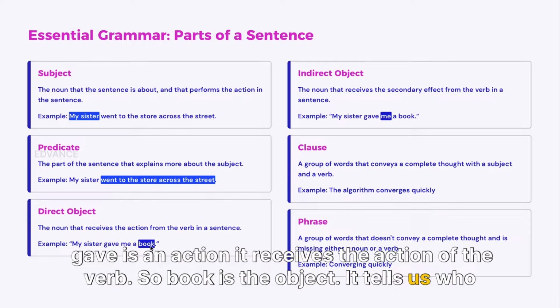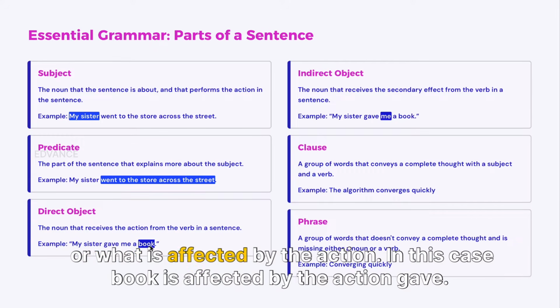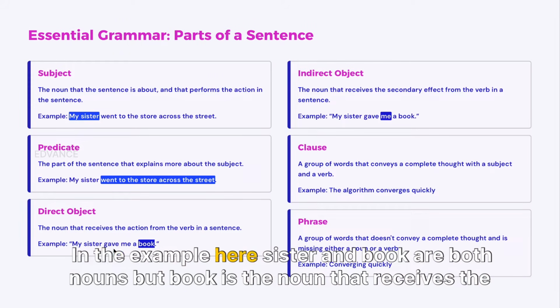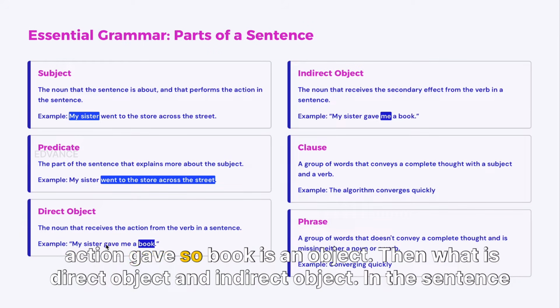It tells us who or what is affected by the action. In this case, book is affected by the action gave. In the example here, sister and book are both nouns, but book is the noun that receives the action gave, so book is an object.